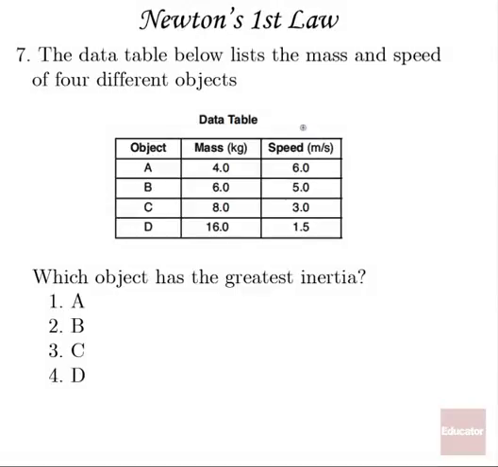Number 7, we've got a data table that lists the mass and speed of 4 different objects. Which object has the greatest inertia? Well, same deal. Again, we're looking for the one that has the greatest mass. There it is, must be object D. Correct answer 4.